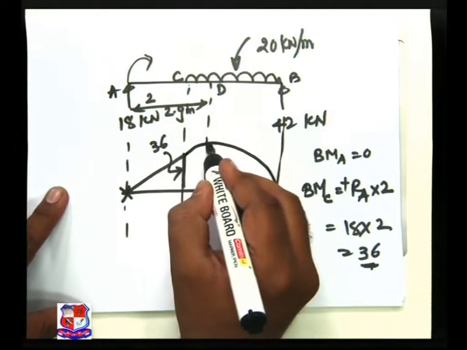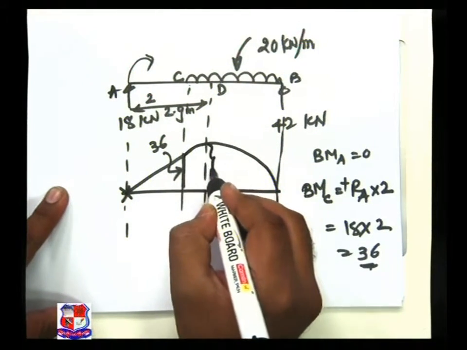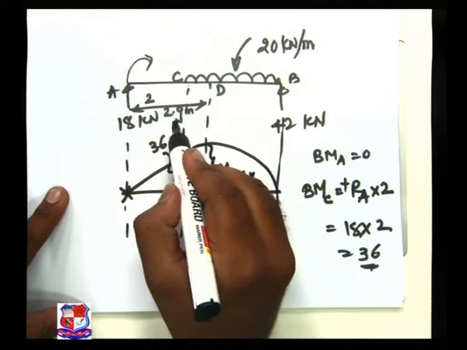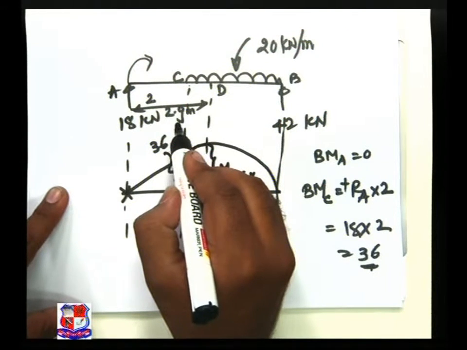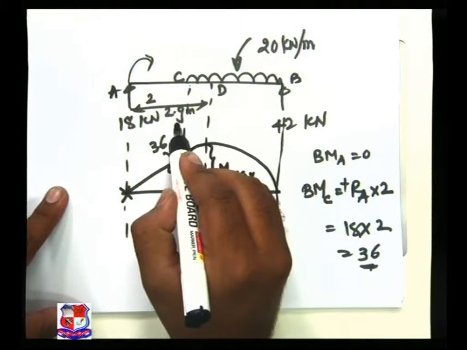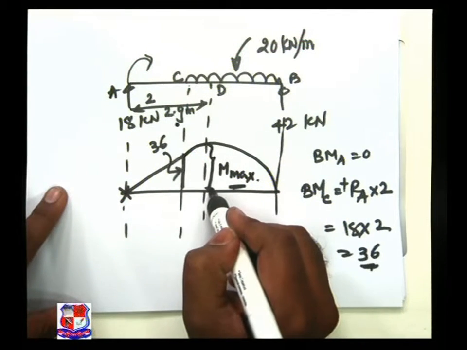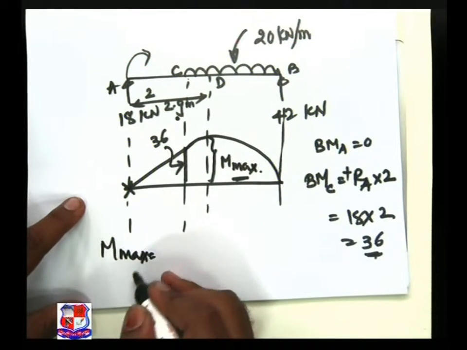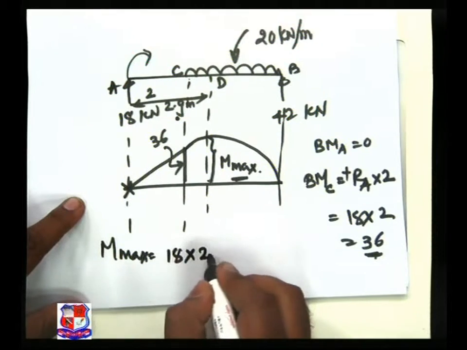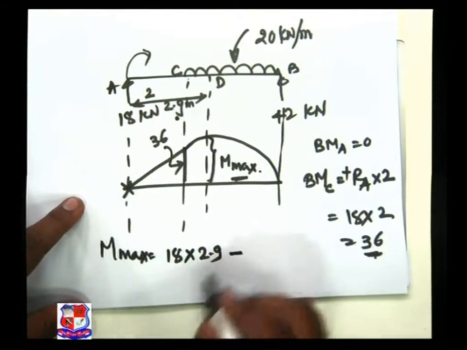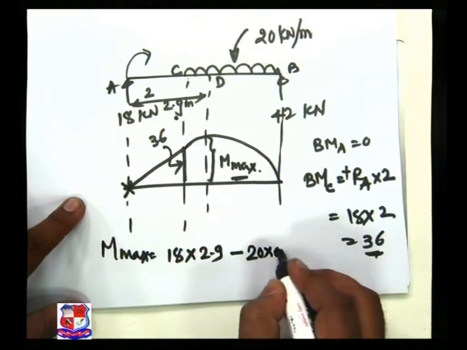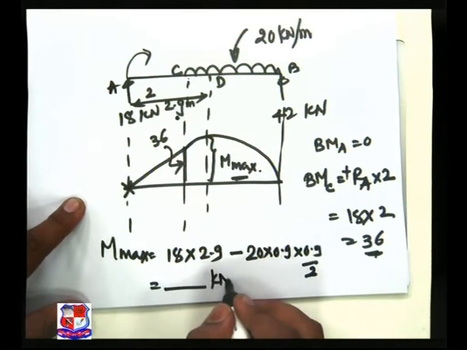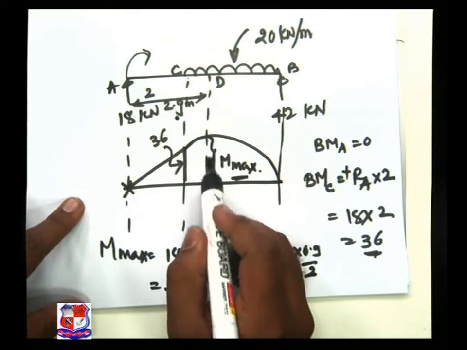Here the shape has been drawn like this because this is my maximum value of bending moment. Maximum moment is there at 2.9 meter, the place at which the shear force is 0. So now our intention is to find out this ordinate. To find out this ordinate, RA 18 into 2.9 minus 20 into 0.9 into 0.9 by 2. This value gives me this ordinate.